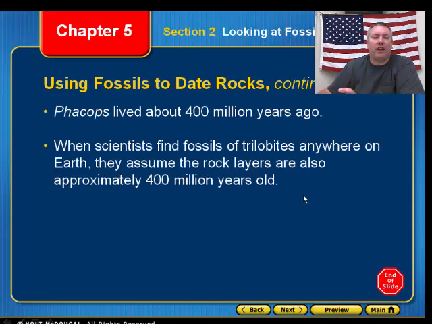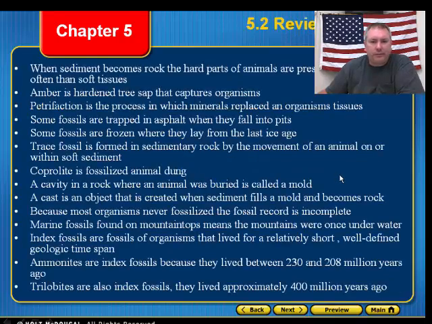Okay, those trilobites lived about 400 million years ago. When scientists find the fossils anywhere, they assume those rock layers are 400 million years old, because that's when these things lived. Okay, that's pretty cool. I'm holding 400 million years of history in my hand. It's pretty interesting. All right, so index fossils help us to determine the age of rock layers because those index fossils lived in a relatively defined, short period of time in history.